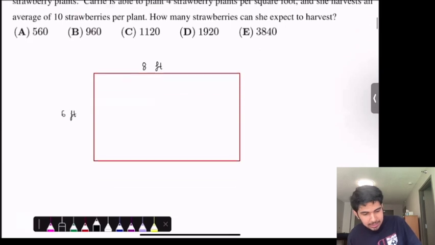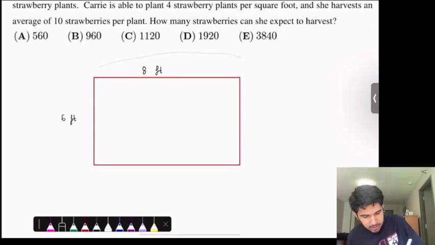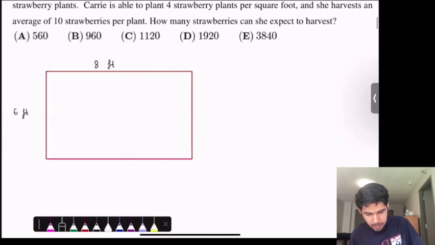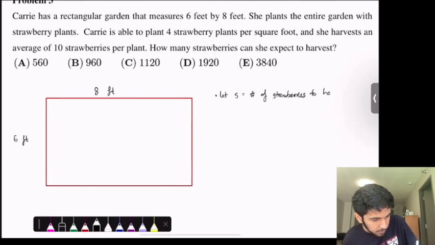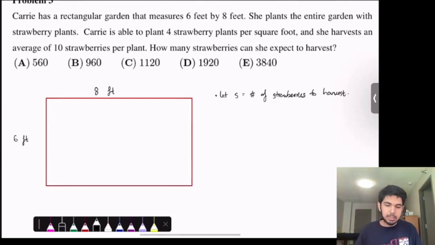So I'm just going to move this to the left here, and we'll define some variables. We'll say let s be equal to the number of strawberries she can expect to harvest. And similar to the first question, we can solve for s if we have some equations. Right now it's just an arbitrary variable. There's no numbers associated to it, but we're given a lot of other information in the problem. So let's see what we can do with that.